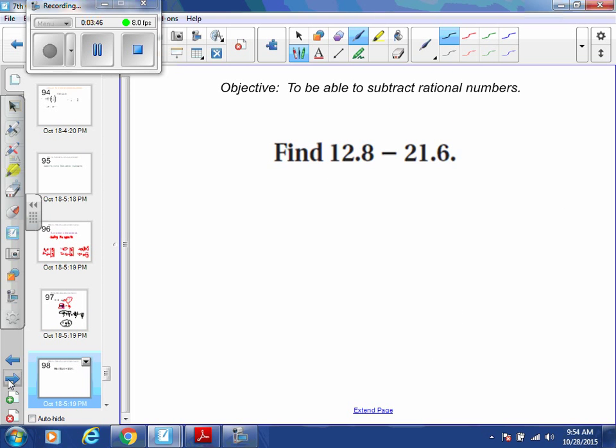All right, find 12.8 minus 21.6. So to make this the same as what we did yesterday, I would say, all right, subtraction is the same as adding, so we're doing 12.8 plus, and then the opposite of what comes next. The opposite of positive 21.6 is negative 21.6.